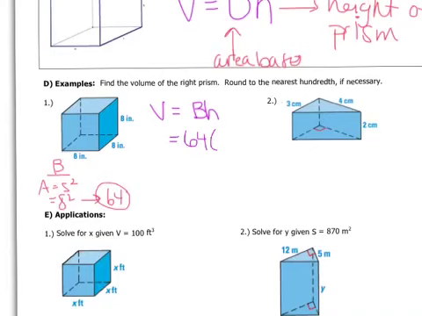And then what is the height of the prism? 8. 64 times 8 is what? 512. And what are the units? Inches cubed. Very good.